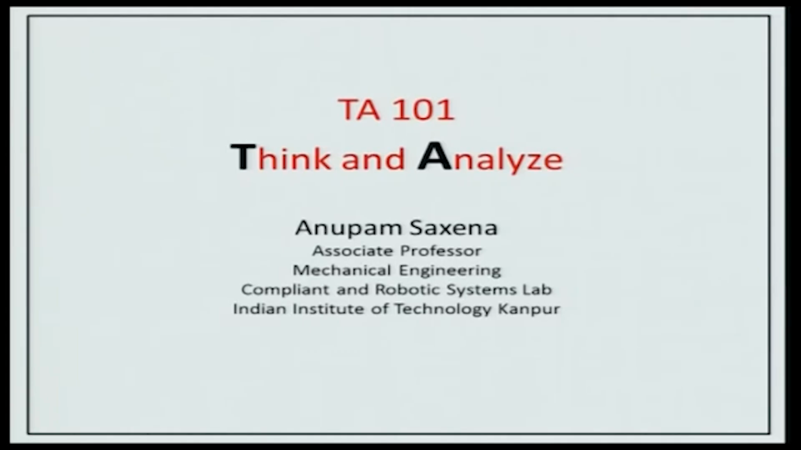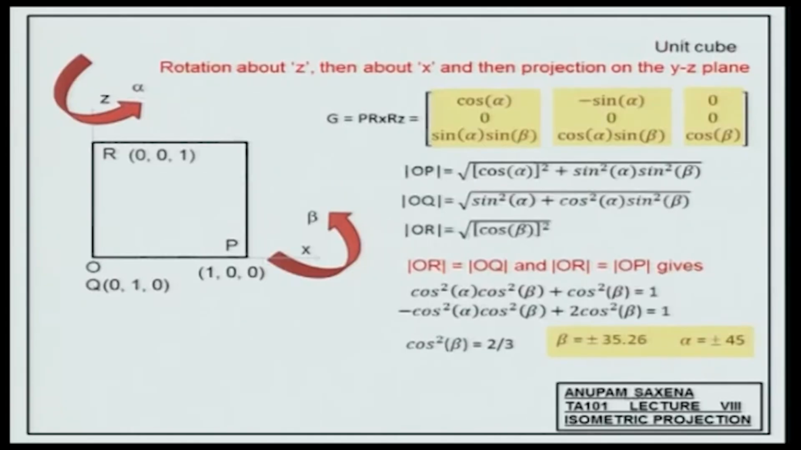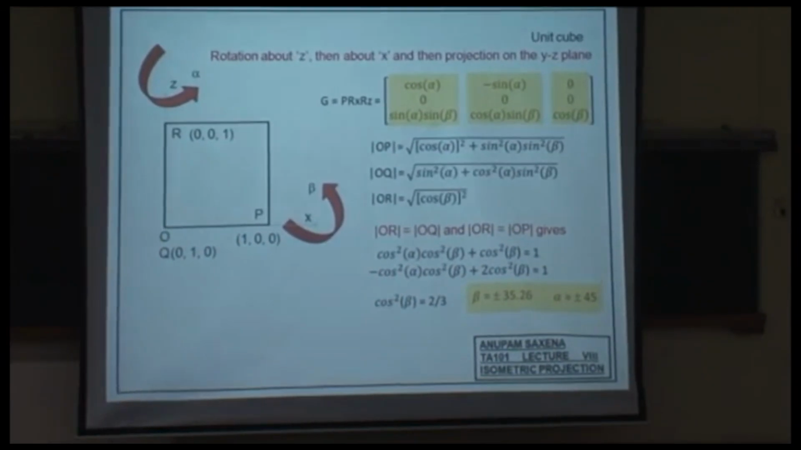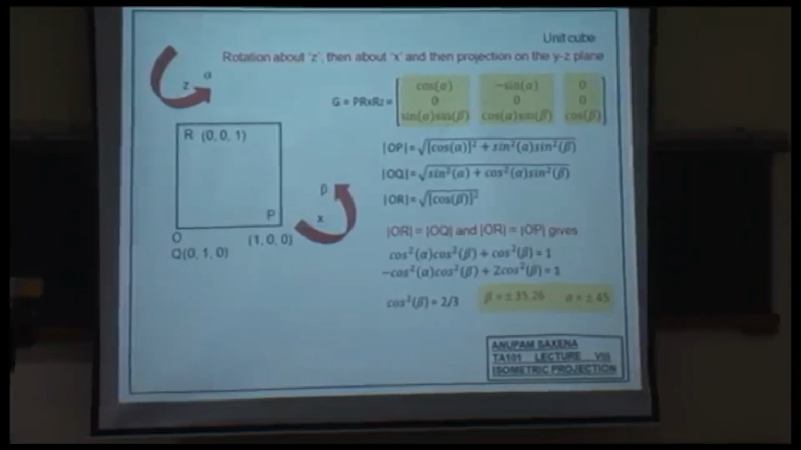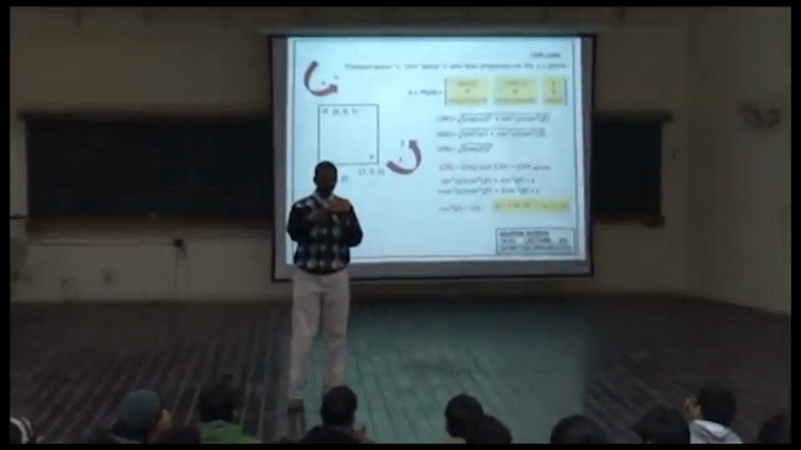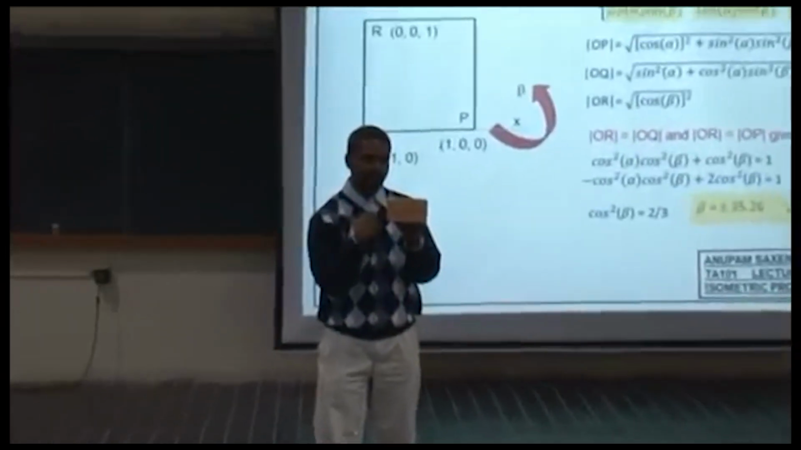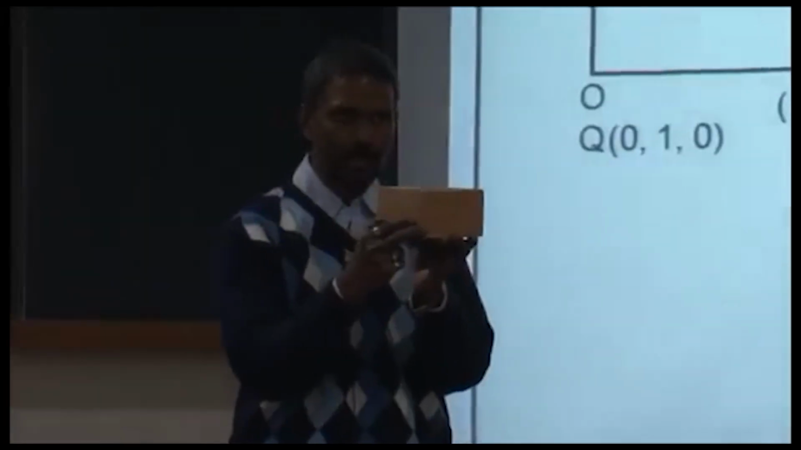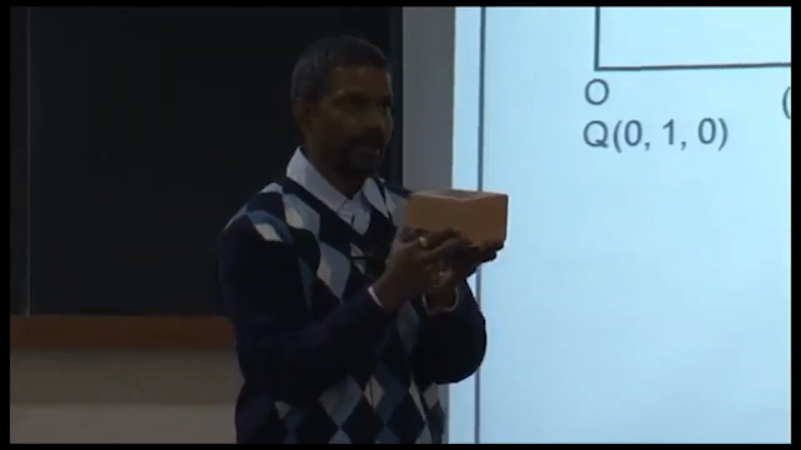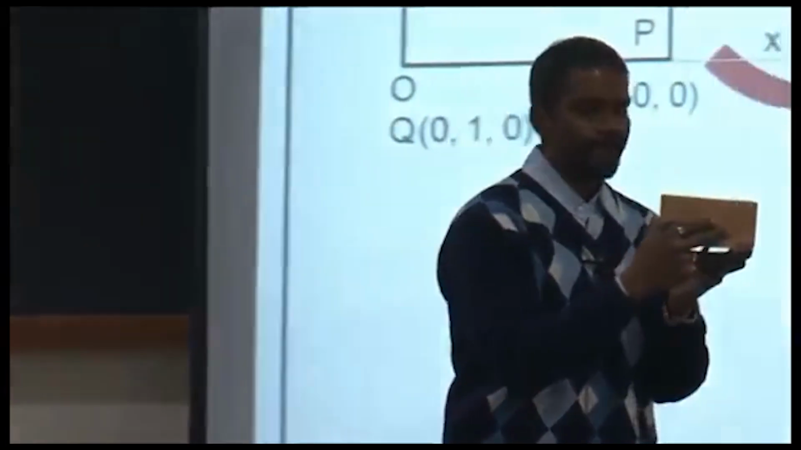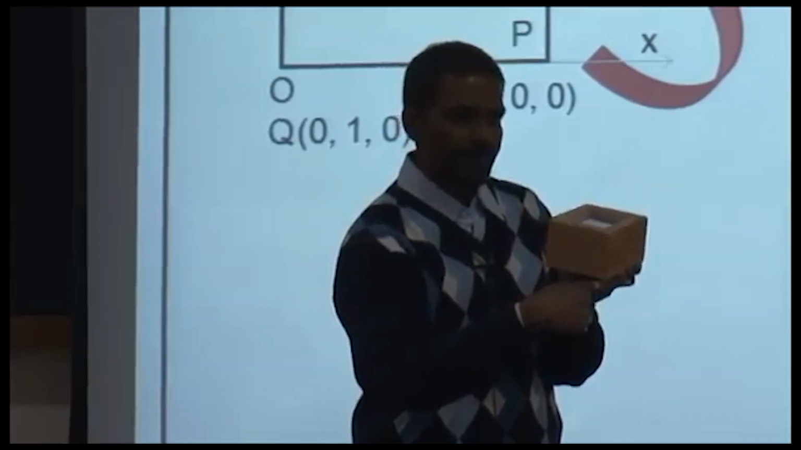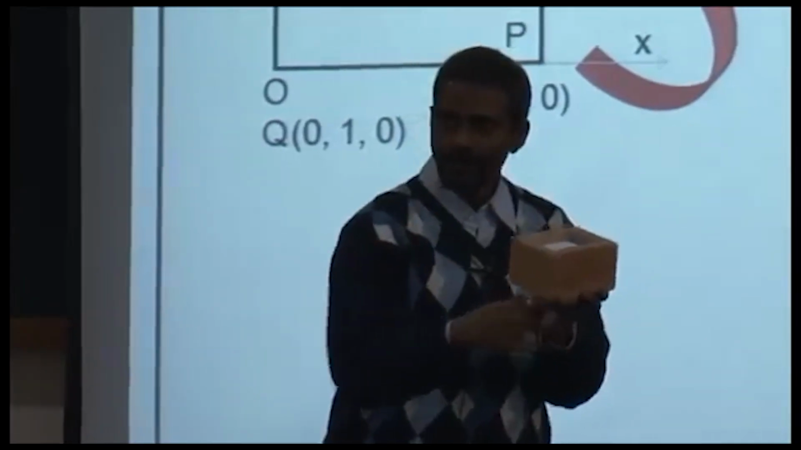So let's continue with the isometric views. Last time we did some math, okay? What we had was a unit cube, and let me take a block in my hand. This was the x-axis, this was the y-axis pointing towards me, and this is the z-axis. And what we did was we rotated this unit cube about the z-axis by an angle alpha, and then we rotated this cube about this horizontal axis by an angle beta, right?